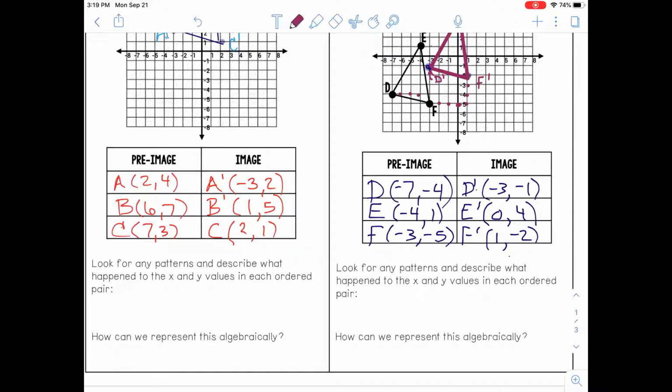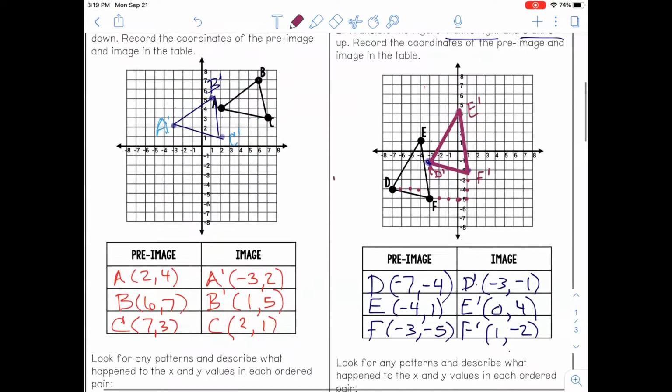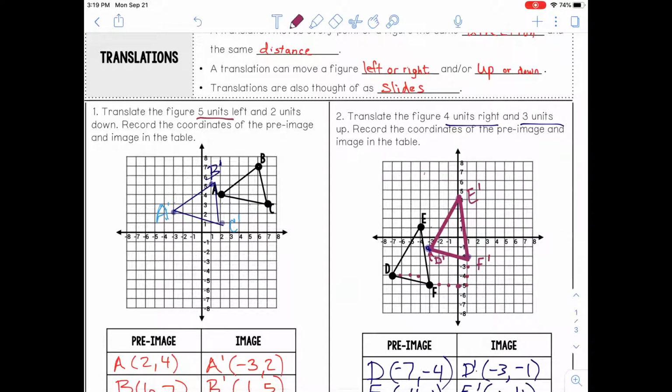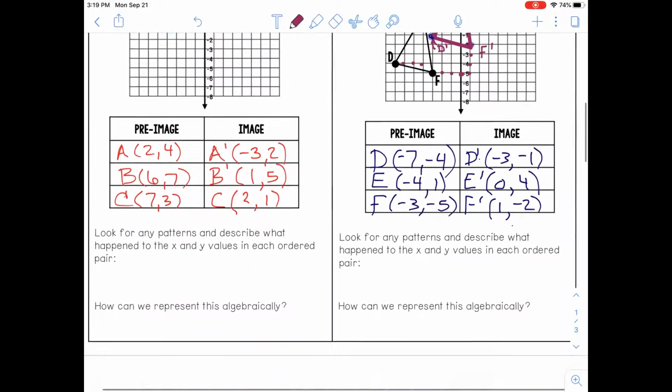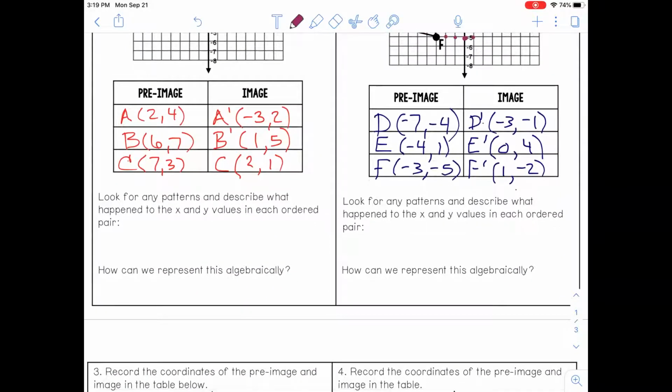Oh, we didn't answer these questions down here, though. Look for any patterns and describe what happened to the x and y values in each ordered pair. They went 2 units left and 2 units down. That's all you'd really need there. How can we represent this algebraically? Okay, this is the important part. I have my original point x comma y, and it becomes, this is algebraically, it becomes x minus 5, because that's what we did, we subtracted 5, and 4, or y, sorry, y minus 2. That's algebraically.